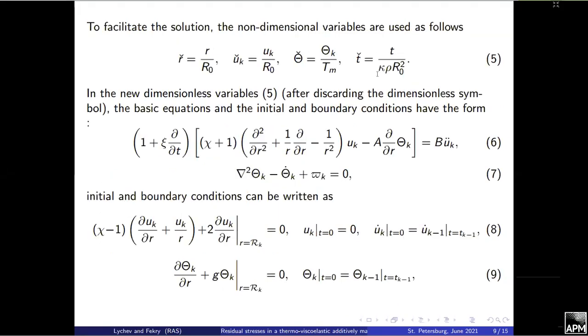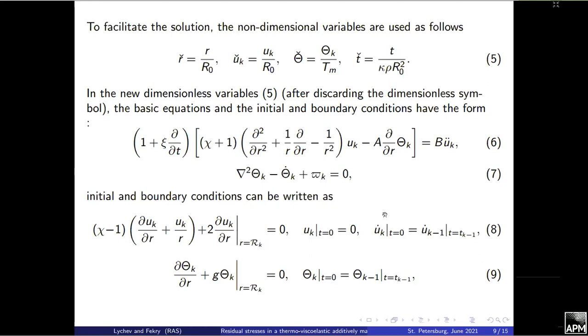On the next slide, we have the same system, but in dimensionless form. So we used dimensionless variables to move the system into dimensionless form. In order to solve the problem, we can solve the heat equation separately. After that, we can find the distribution of the temperature and then substitute it into the equation of motion in order to find the displacement. And from the relation between displacement and stresses, we can find the residual stresses.